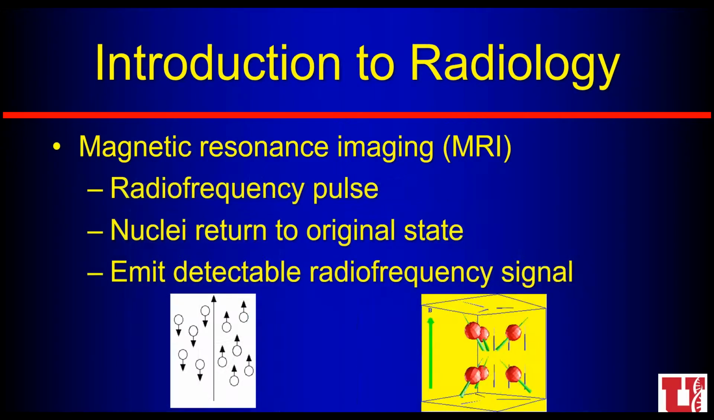But we can put your body in the tube and then apply radiofrequency pulses so that your protons all align and spin in the same way. And after I give a radiofrequency pulse, I can wait a little while. And when your nuclei return to their original state, they emit a little bit of radiofrequency signal that I can actually detect. So this is a strong magnetic field.